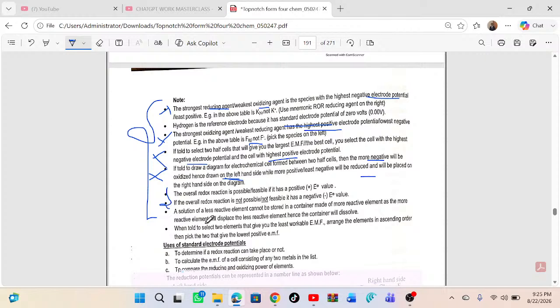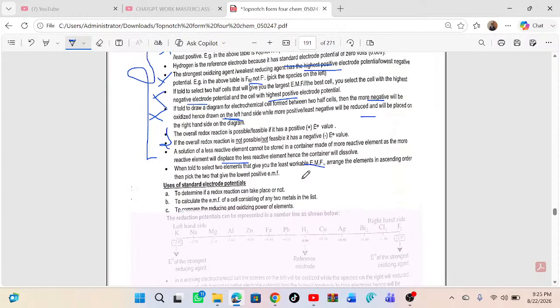A solution of less reactive element cannot be stored in a container made of more reactive element, as the more reactive element will displace the less reactive element. Sometimes unaweza waambia kwa swali, mbona metal X cannot be stored in metal Y? Kwa sababu gani? Utasema because metal Y is more reactive than metal X. Hence, it will displace the less reactive metal X. Another thing that you have to know is when you're told to select two elements that will give you the least workable EMF, you have to arrange in ascending order.